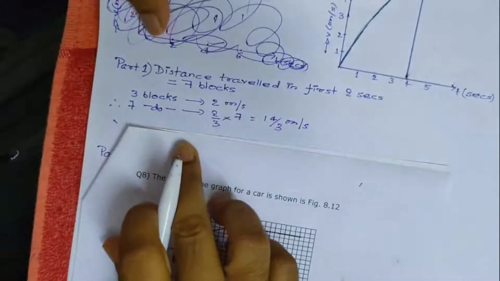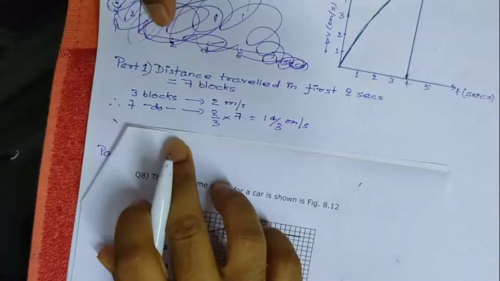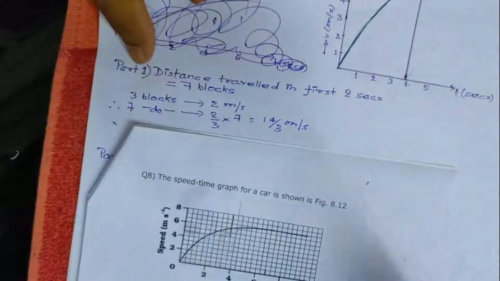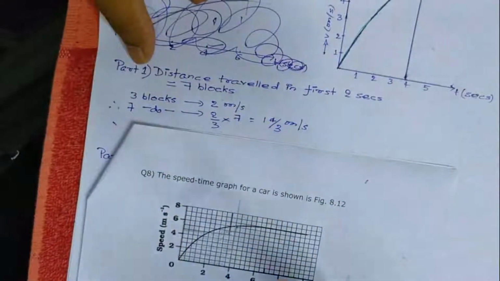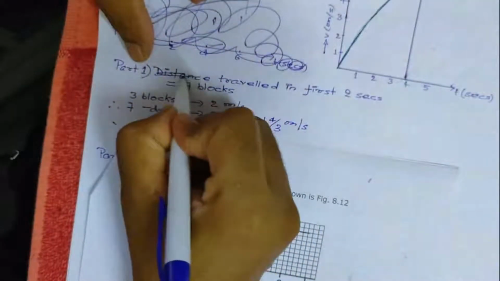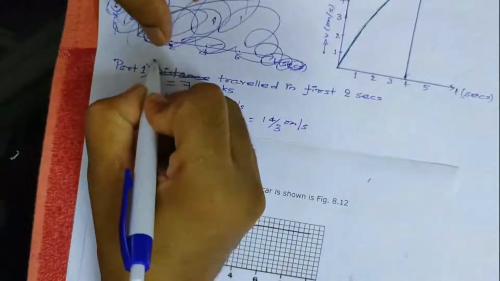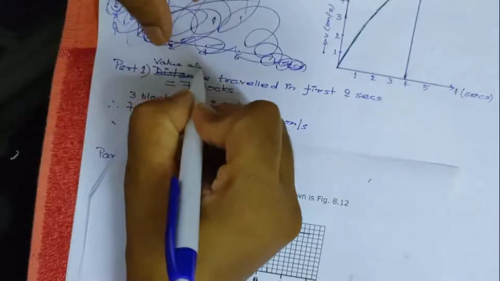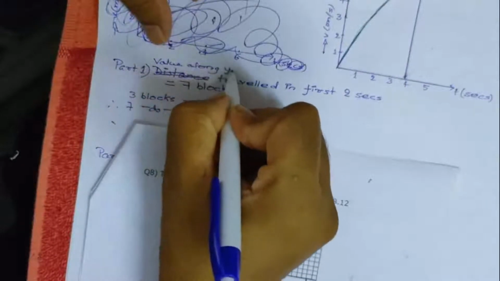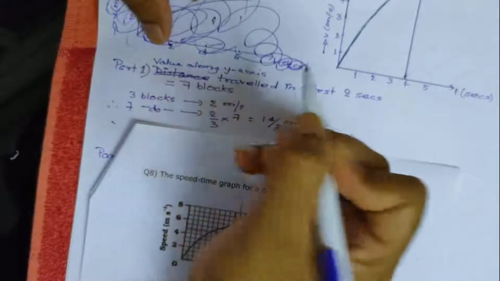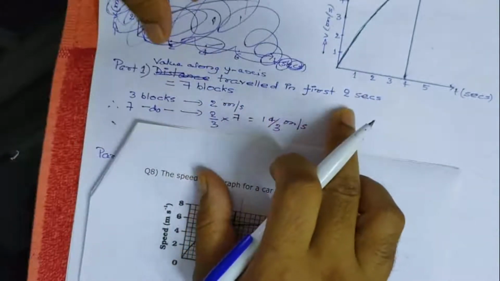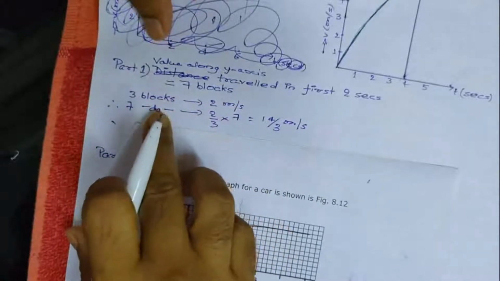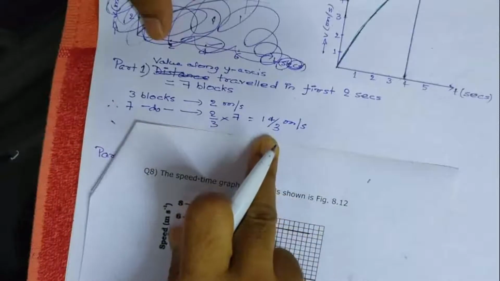Okay, guys. Distance, not distance traveled. I'm extremely sorry for that. This is not distance traveled. This is value along y-axis. You can write value along y-axis. In first 2 seconds, it is coming to 7 blocks. 3 blocks we know 2 meter per second, and hence 7 blocks is equal to 14 by 3 meter per second.